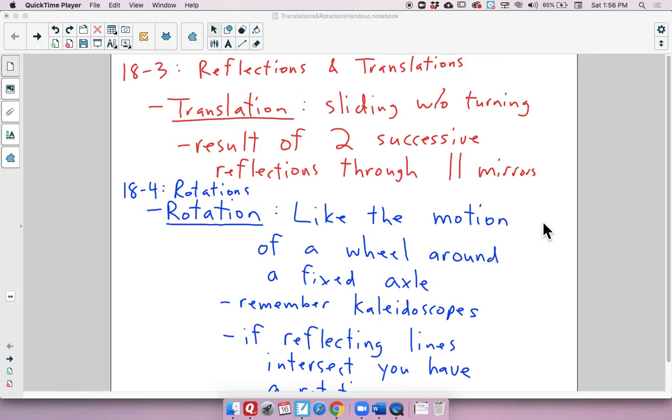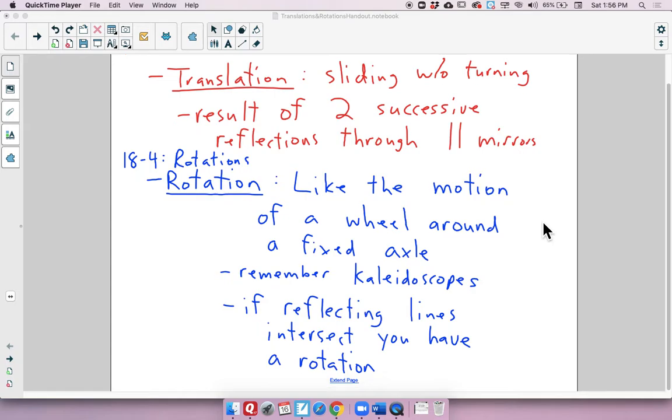And then a rotation, I want you to think of like the motion of a wheel around a fixed axle. So think about when we did the Kaleidoscope project on Geometry Sketchpad. You know how everything kind of turned around that center point? Or if you're looking at cars with certain kinds of hubcaps, it's almost like things are moving around the center part of it, okay?